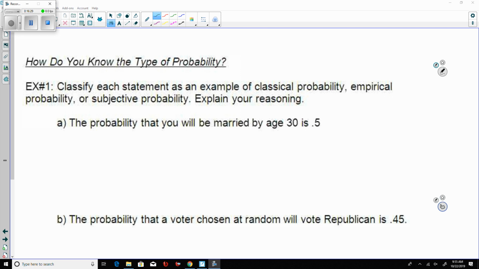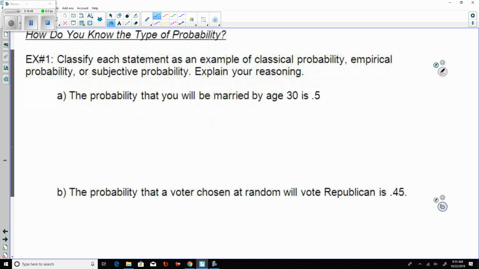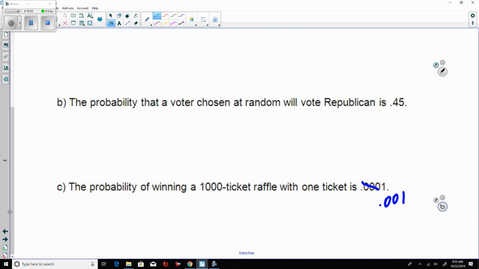And then the probability that a voter chosen at random will vote Republican is 0.45. That is what? Empirical. And why? Because it's based on a survey of voters. And that could change depending on where you are. And then the probability of winning a 1,000 ticket raffle should be 0.001. So the probability of winning, that is your classical. That's your theoretical. 1 in 1,000, 0.001.